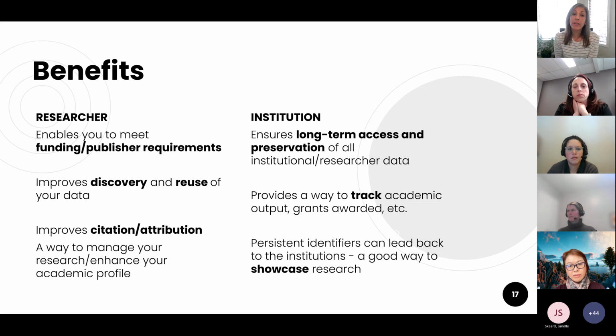And for the institution, the benefits are ensuring the long-term access and preservation of all the institutional or researcher data, and providing a way to track the academic output, the grants awarded to the institution, and so on. And again, persistent identifiers can lead back to the institution. So this is another good way to showcase research.